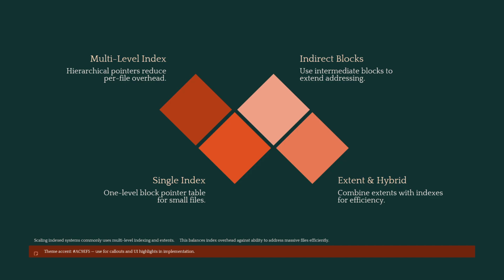As storage devices become larger, indexed allocation was further improved. For small files, a single level index is enough, but for larger files, operating systems use multi-level indexing, where one index points to another index. Another technique is indirect blocks, which increase the addressing capacity without requiring an extremely large index table.